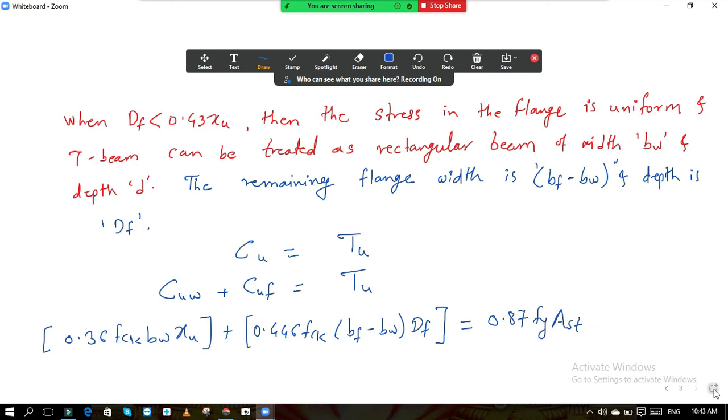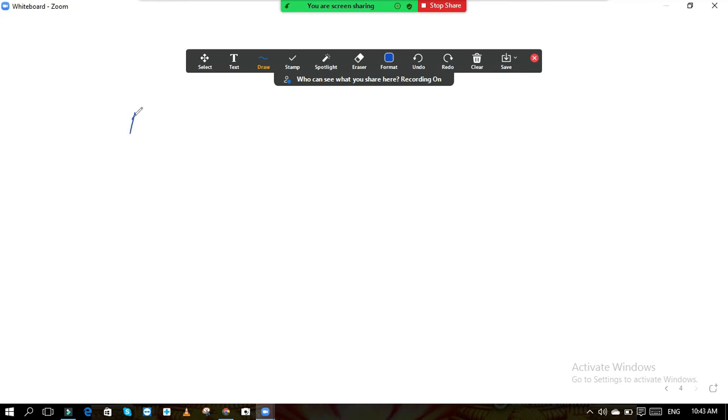Similarly now, if I want to calculate the moment of resistance MU for this section, then I can say that my moment of resistance is nothing but the moment of resistance of the web plus the moment of resistance of the flange, MUW plus MUF.